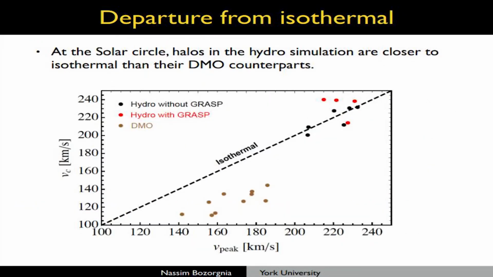And again, we can look at what happens to these halos in terms of them being isothermal. The DMO ones are quite far from isothermal. The ones without GRASP are quite close to isothermal. And when you add the GRASP, they become a little bit different from isothermal, but still much closer to isothermal than dark matter only.